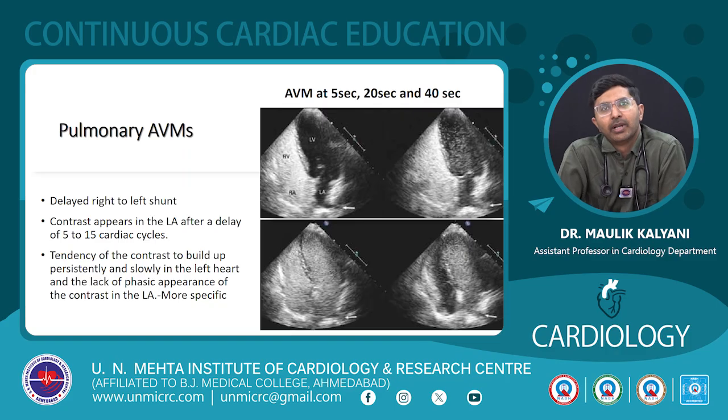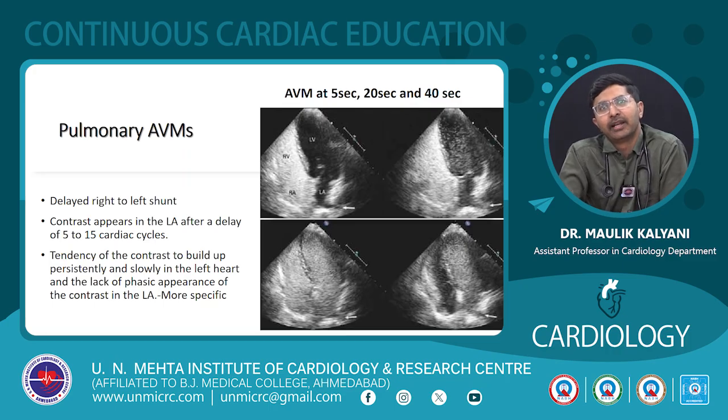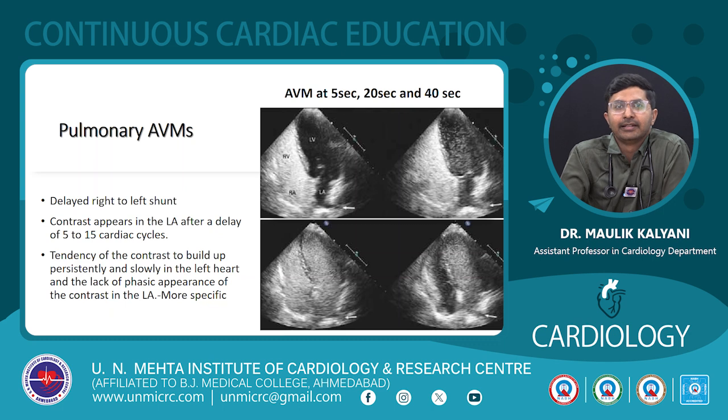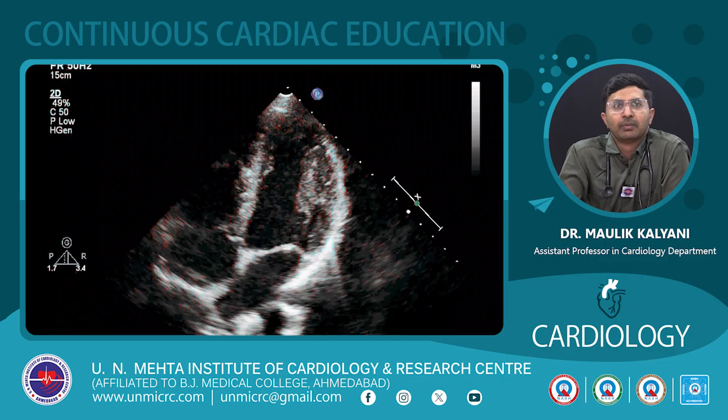So next is pulmonary AV malformations. The shunt here is a delayed right to left shunt. After 5 to 15 cycles, the contrast will appear, and it will be a phasic contrast. First the RA and RV are totally opacified, and then it will opacify the left atrium and then the left ventricle, and then the intensity of the contrast will be almost equal in all 4 chambers. Then with further time the intensity of the contrast in the right atrium and right ventricle will decrease, and in the left atrium and left ventricle it will increase. So the contrast will build up persistently and slowly. This is suggestive of pulmonary AV malformation.